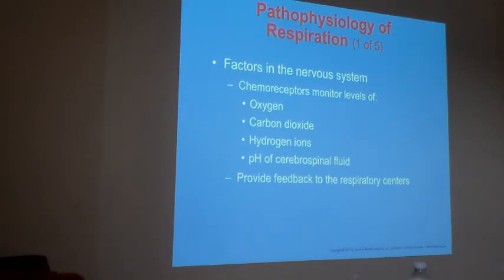And all of these are part of that respiratory cycle, okay? So your normals for O2 are 96 to 100. Your normals for CO2 are 35 to 45. Your normals for pH of cerebral spinal fluid and blood are 7.35 to 7.45. And your normals for bicarb levels are 22 to 26.